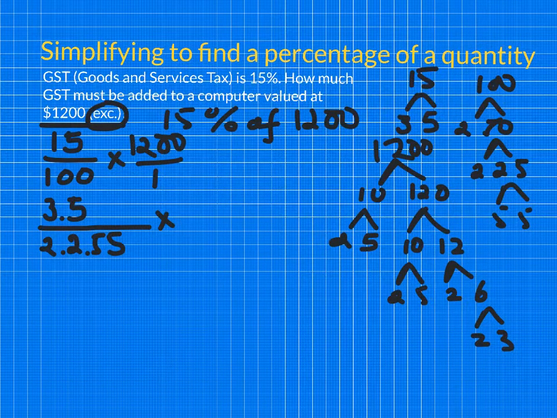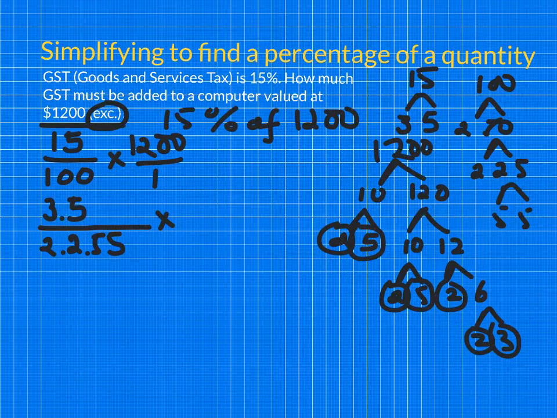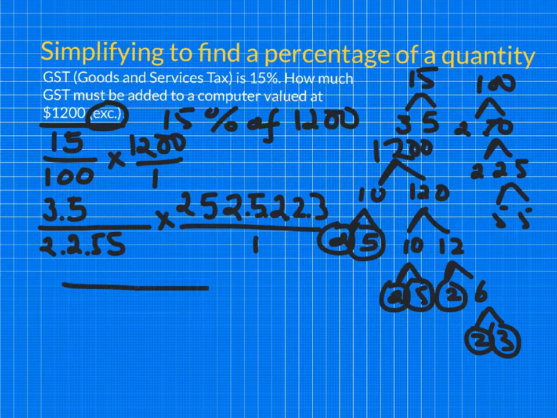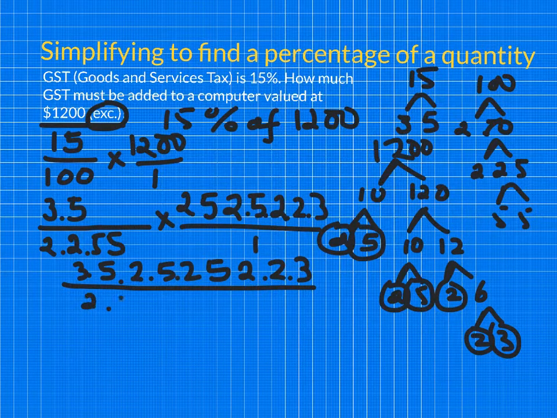So let's just check up with 1,200. We've got the 2 times the 5, the 2 times the 5, the 2, and the 2 times 3. So we've got a 2, 5, 2, 5, 2, 2, 3, over 1. Now let's bring that together as one big fraction so we can start to see where there are any common numerators and denominators. 5, 2, 5, 2, 2, 3, 2, 2, 5, 5, 1.